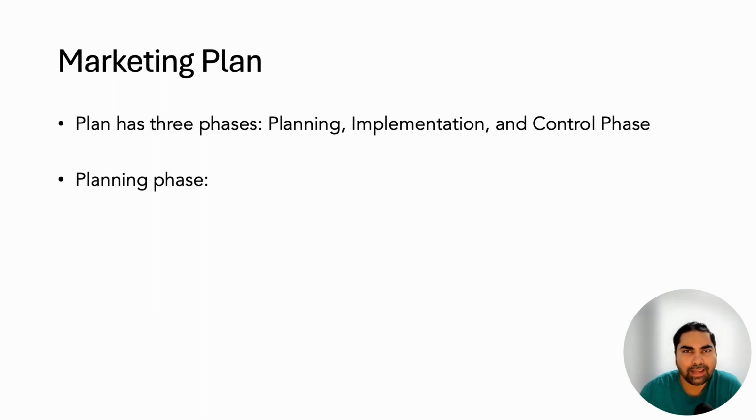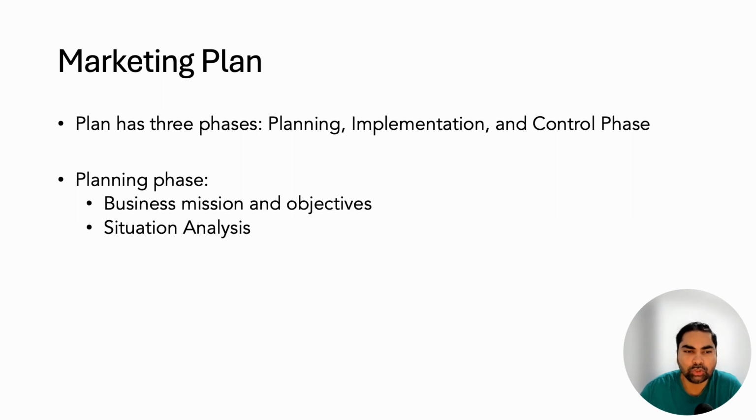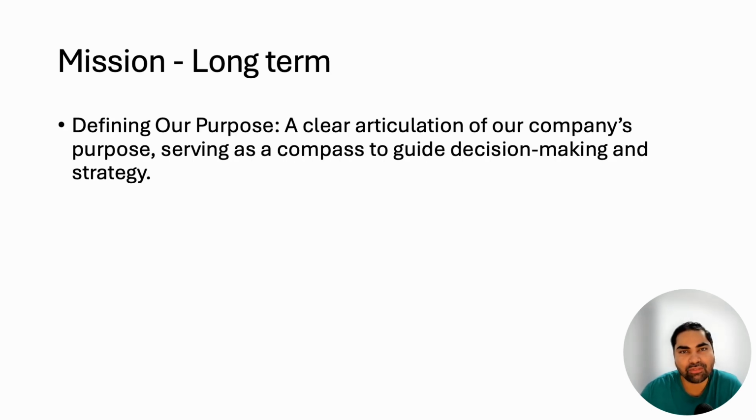So marketing planning phase has two elements to it. The first element is setting up your mission and objectives, and the next one is basically the situation analysis, trying to understand what situation you are in. So the first thing is about business mission and objectives. A mission is something which is long-term for a business. So it's defining your business's purpose.